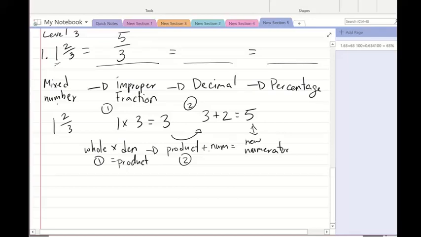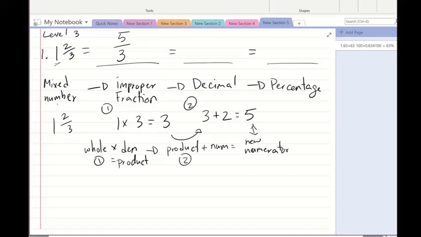Even though I wrote product times numerator, I remember in the other one we did 100 plus 18, and that gave us a new numerator of 118, right? So the steps were the same. It's just over here I had written the multiplication sign instead of the addition sign. So make sure you make that change in your notebook if you copied it directly off of the video. So new numerator is 5 over 3.